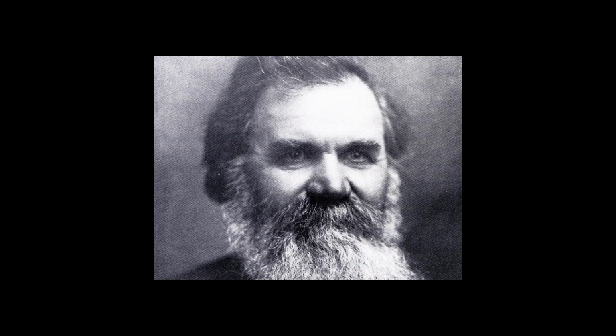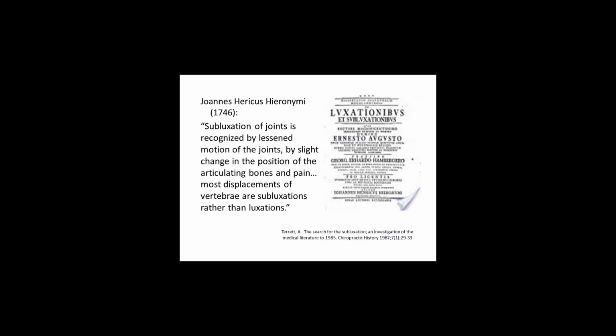The prototypical model of the chiropractic subluxation, as articulated by D.D. Palmer, was a vertebra out of place, impinging on a nerve, and thereby altering nerve function. However, Palmer was not the originator of this definition, as it had been conventional in the medical literature since well before Palmer's birth. Our colleague, Alan Terrett, of RMIT University in Australia, has traced the concept of vertebral subluxation at least as far back as the mid-1700s. A century before the birth of Palmer.